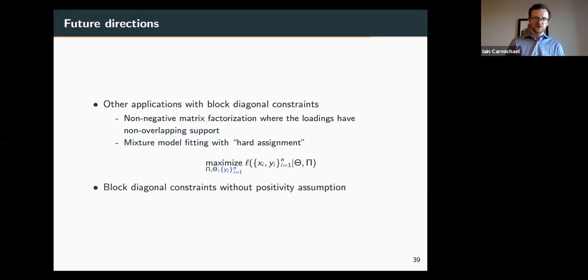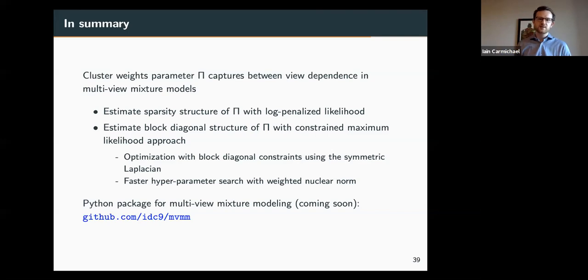So, in summary, we look at this multi-view mixture model where the dependence between the views is captured by this pi matrix or pi multi-array parameter. The sparsity structure of that pi parameter tells you about how information is shared between these different data views. So do you have joint clusters? Do you have clusters that are kind of hierarchical, etc.? We developed 2 approaches to estimating the sparsity structure, and then deal with some of the computational issues that come up when trying to fit those models.